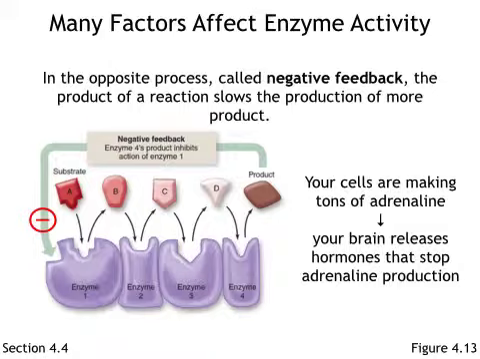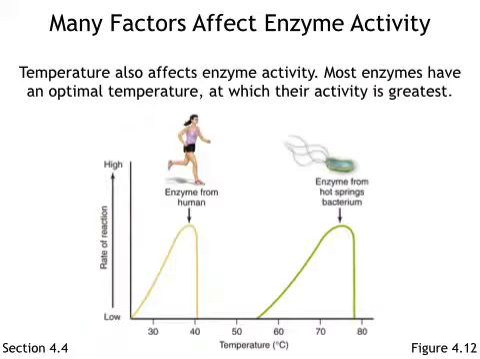So again, here I just want you to realize that your cells have different ways of controlling chemical reactions, right? They can speed them up by using cofactors or positive feedback loops, or slow them down using inhibitors or negative feedback loops. Temperature also affects enzyme activity.